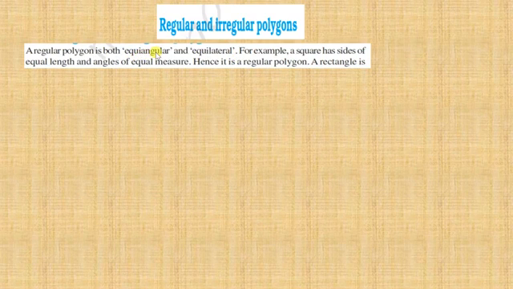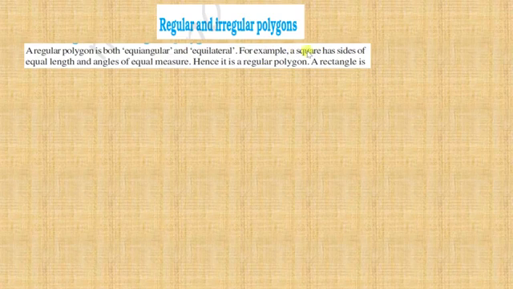Now next comes the definition of regular and irregular polygons. A regular polygon means a polygon which is equiangular and equilateral. Equi means equal, angular means angle. So if a polygon has all angles equal, and equilateral means all sides equal, then it is called a regular polygon. Means अगर किसी polygon की सभी sides और सभी angles equal हैं, then we call it a regular polygon, otherwise it is an irregular polygon.